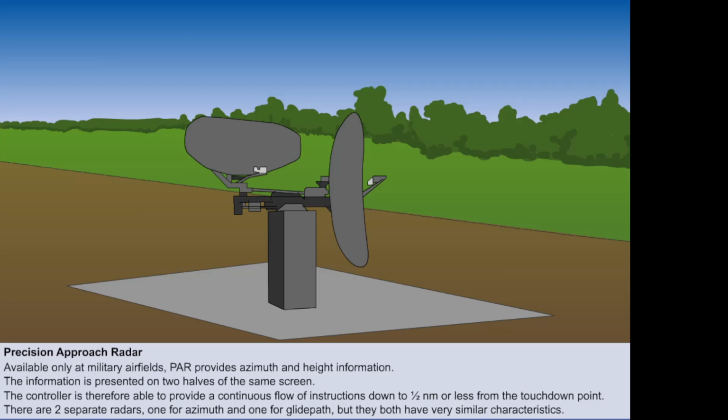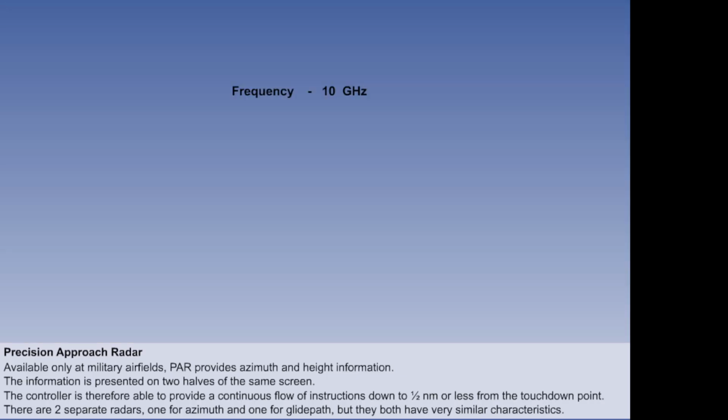There are 2 separate radars, one for azimuth and one for glide path, but they both have very similar characteristics. The frequency is around 10 GHz. PRFs are 1,000 pulses per second or more. Pulse lengths are between 0.5 and 0.8 of a microsecond. The aerials do not rotate. Instead, they scan over a narrow sector.